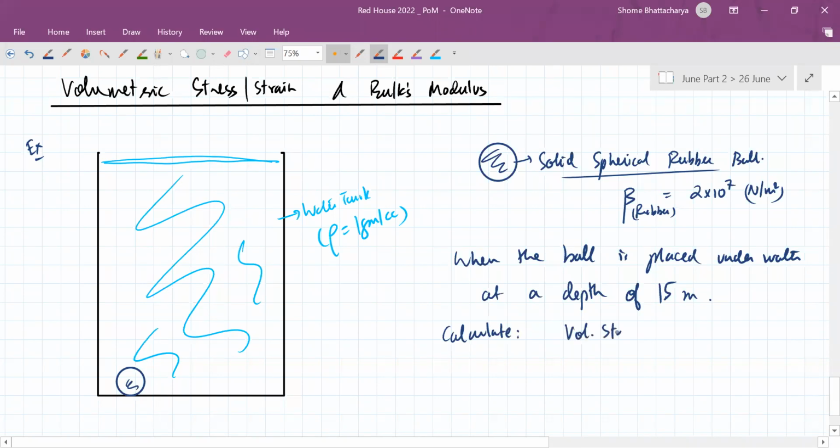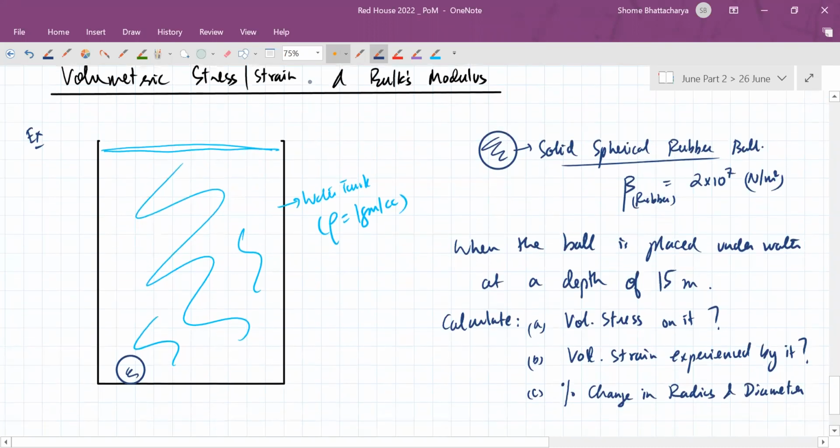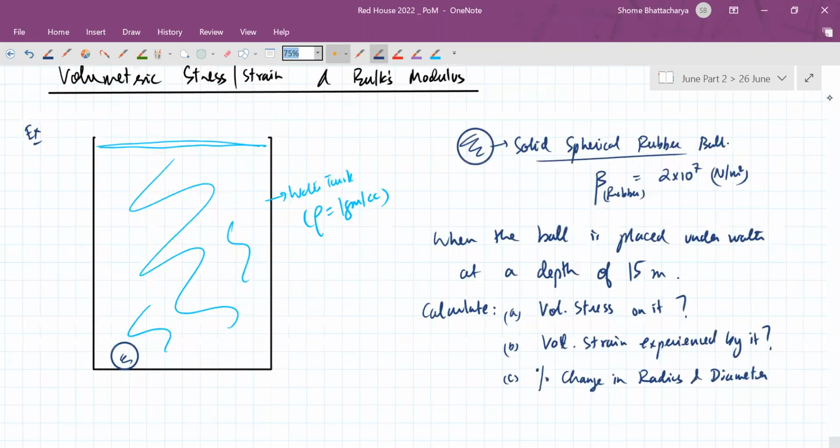Calculate the volume stress on it, the volume strain experienced by it, and from that we want to calculate the percentage change in the radius or diameter. Percentage change in radius and diameter of the rubber ball as a result of this volumetric stress and strain.